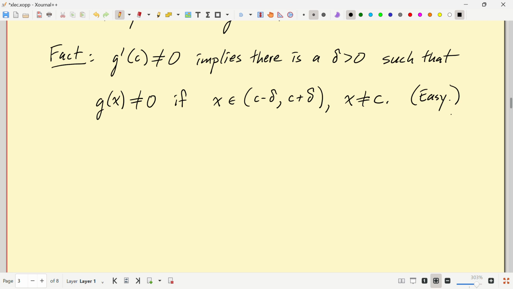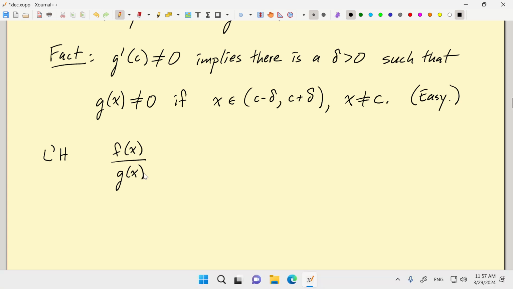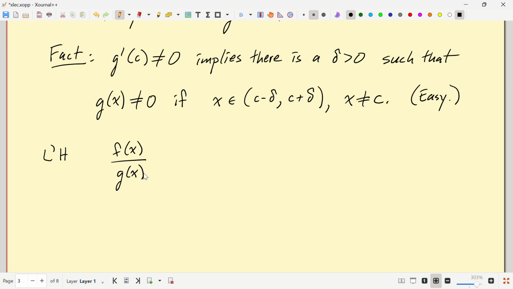So now what do we do? Here's L'Hopital's rule. f of x over g of x. Well, g of x is not 0 in a neighborhood, so that quotient is going to make sense if x is unequal to c. I'm taking x unequal to c, and x in that little delta neighborhood. I guess the book calls that a neighborhood V delta about c.